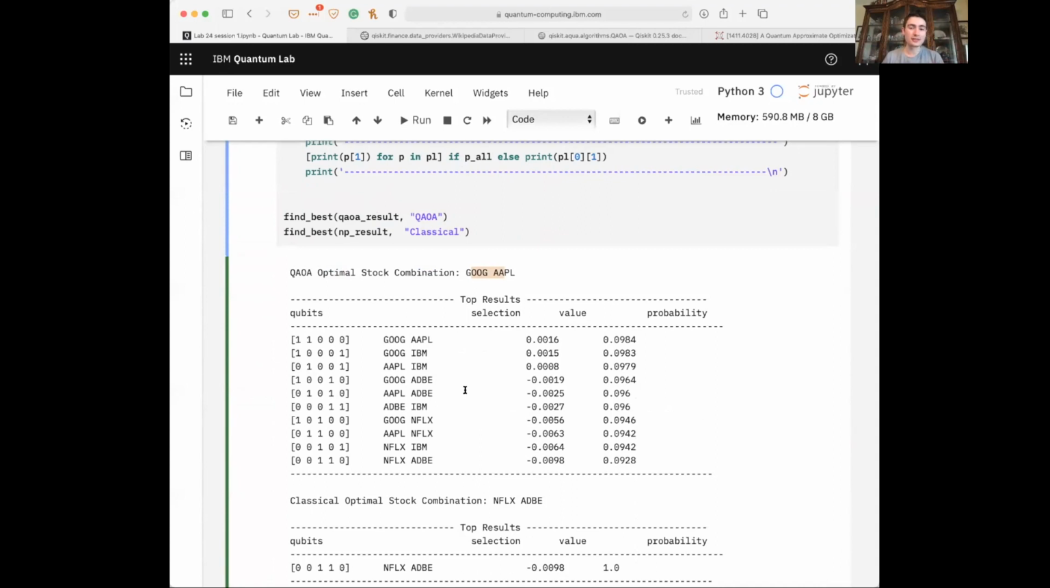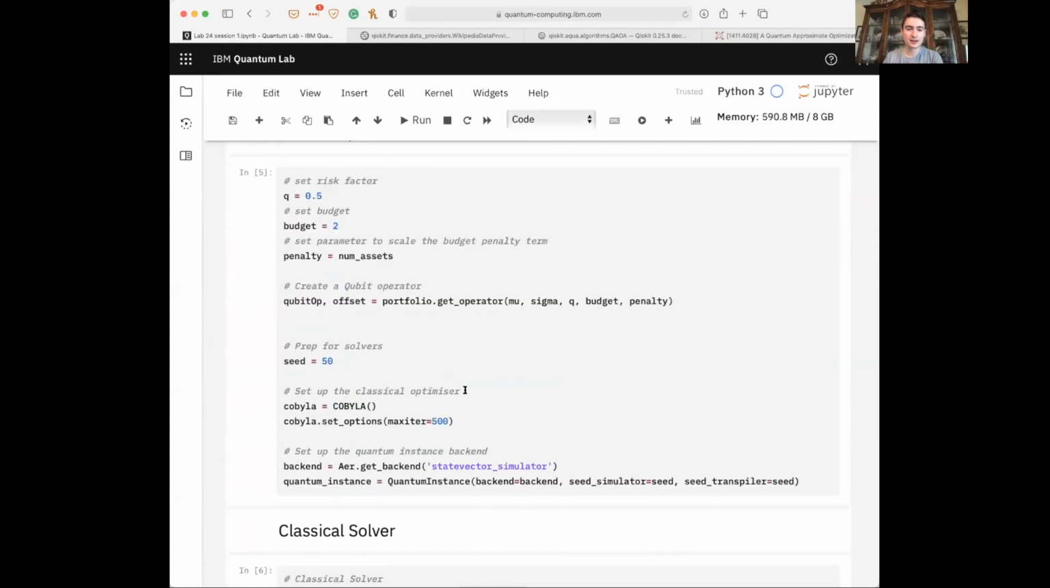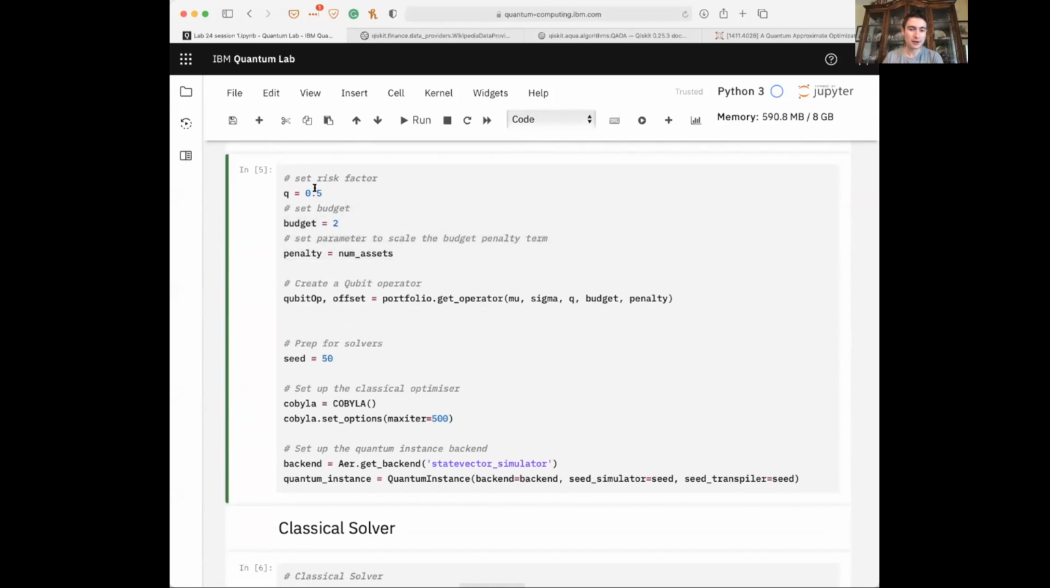You could play around, for example, with some of the parameters defined up here, right? So changing the budget, changing the risk factor, seeing what effect that has on things, changing the max number of iterations in our optimizer. All of those things would likely change how consistent and how good your solutions are.